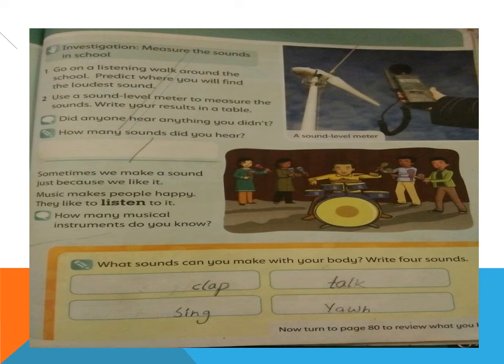You can cut these lines because we are not going to do these, because it's an investigation we used to do in the school. Go on a listening walk around the school, predict where you will find the loudest sound. But you can do this activity at home. If you have a garden at home, you can go there, or even you can go to your garage and try to listen to different sounds. Use a sound level meter to measure the sounds. Write your results in a table.